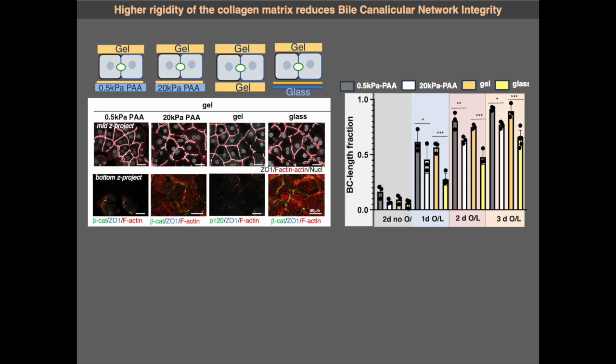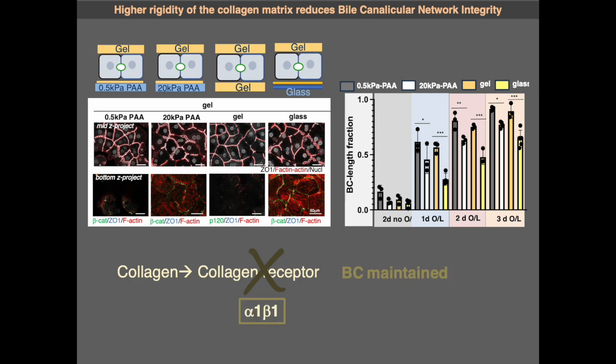We quantified the bile canaliculi integrity as bile canaliculi length fraction, shown here in the graph on the right, the ratio between the length of bile canaliculi and the length of cell-cell contact. Because we provided collagen for a matrix, we hypothesized that inhibiting relevant collagen receptors would rescue the bile canaliculi network. We focused on hepatocytes' only integrin-based collagen receptor, alpha-1 beta-1 integrin.